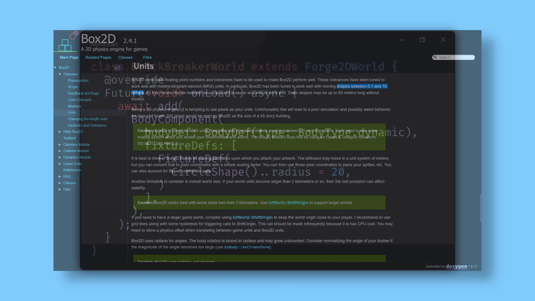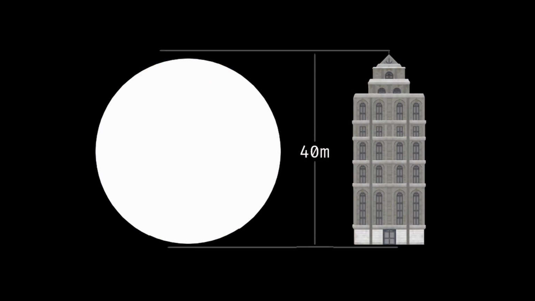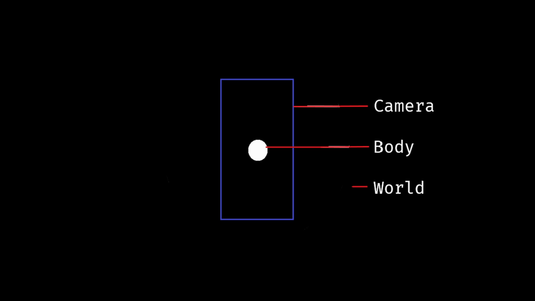For example, the radius of the dummy body that I have created is set to 20. For the physics engine, this means the body is 20 meters in radius, which is roughly equivalent to a 12-story building. So clearly, we cannot use a 1-to-1 ratio between pixel units and Box2D units. That is the reason why Forge2DGame uses a zoomed camera by default. It essentially forces the users to scale down the bodies to make them fit into the game world.